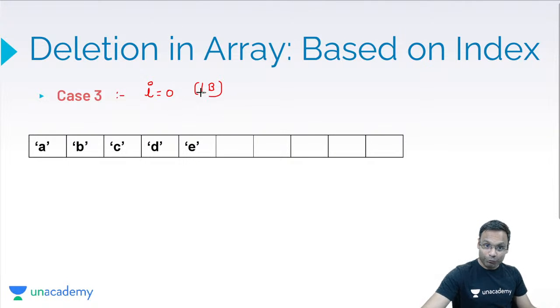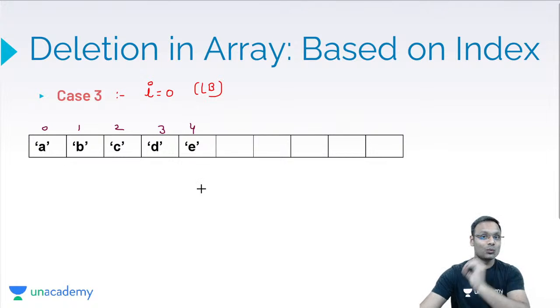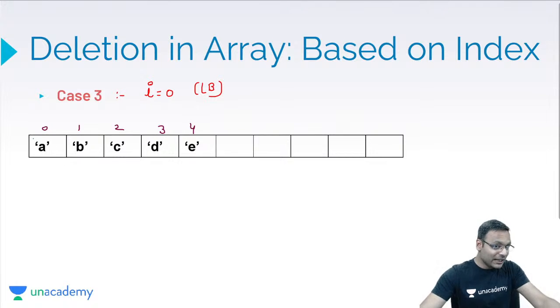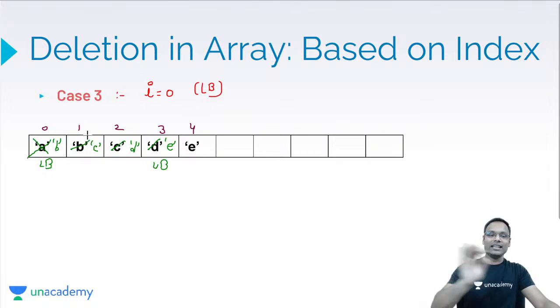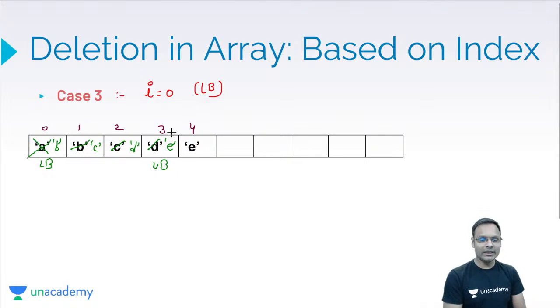If we are passing the I value as lower bound, what happens in this case? I will have to shift n minus 1 elements. Why? A is to be deleted. So A I am not shifting anywhere. B I will shift here, then C here, then D here, and E here. So here will be lower bound, and upper bound will still be here, and elements are B, C, D, E on indexes 0, 1, 2, 3.